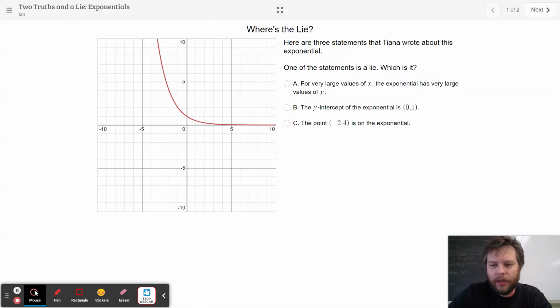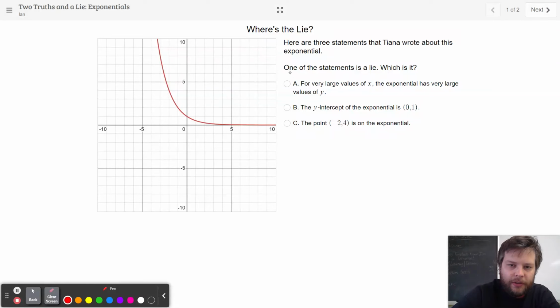All right, so here we are with the two truths and a lie activity, looking at exponential functions. We have a graph on the left and then three statements on the right. One of them is a lie. So let's just take them one at a time and see which are true and which are not true.